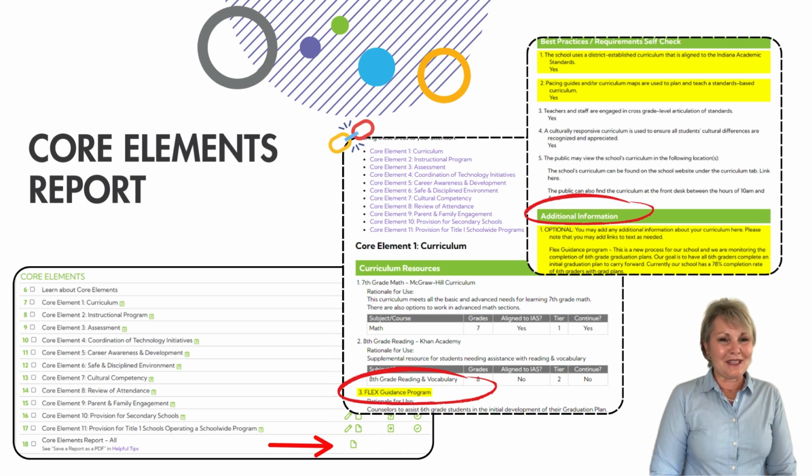You can also easily move to the core element that you want to see by selecting the core element link at the top of the page. You will want to look over this report to check for accuracy. In future modules, this information will be used in prioritizing goals, root causes, and strategies.